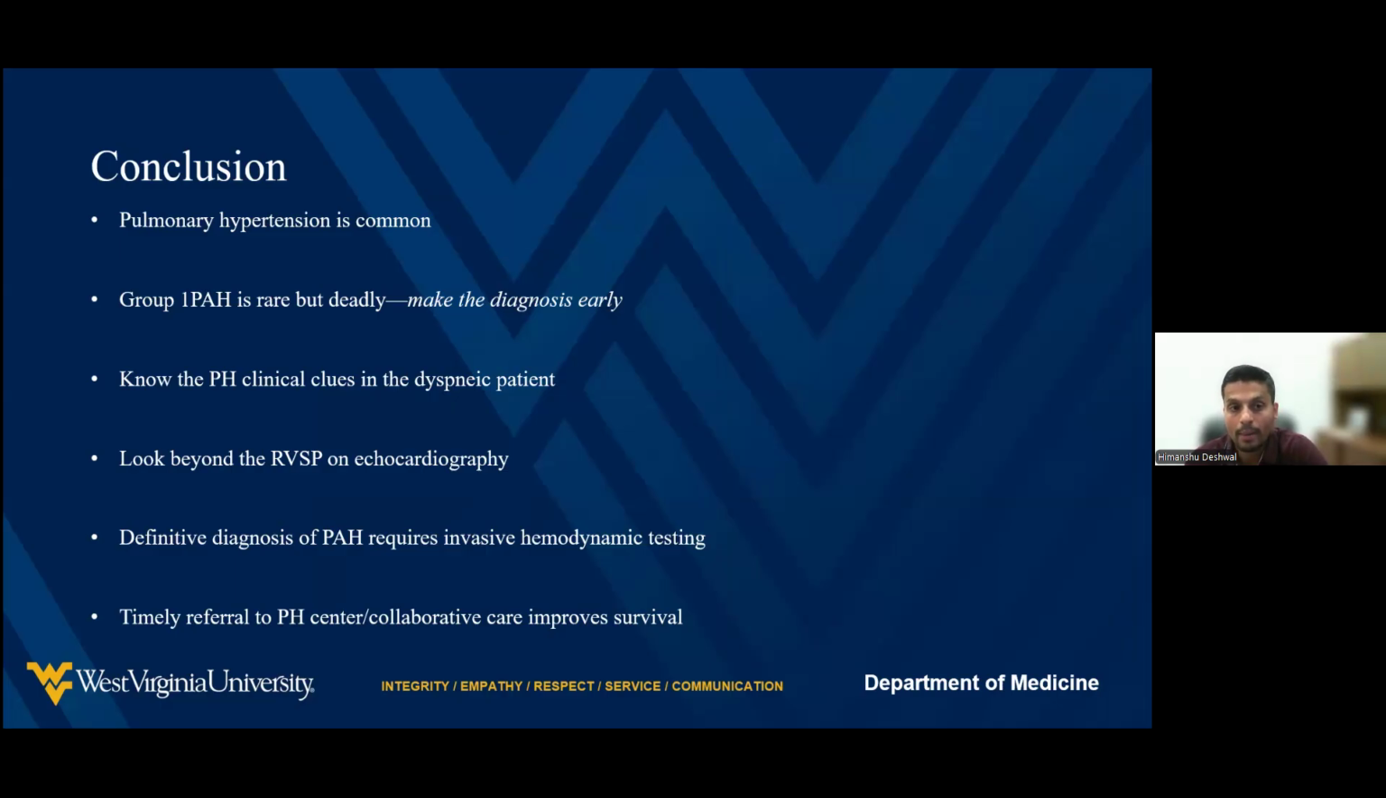So, conclusion: pulmonary hypertension as a whole is very common. Group 1 pulmonary hypertension is rare, but it's often missed. It's that Waldo that we often miss, and it can be deadly. So making the diagnosis early is helpful. Knowing the clues for pulmonary hypertension in a dyspneic patient is important.